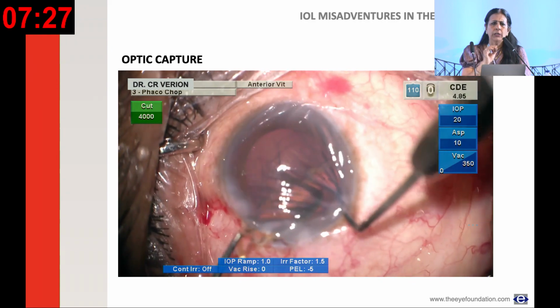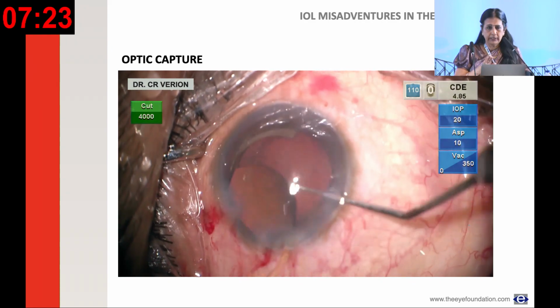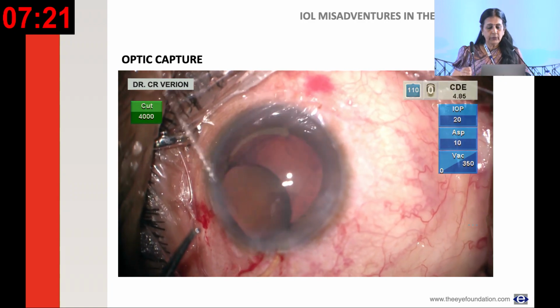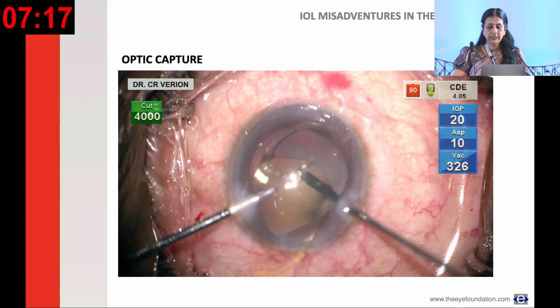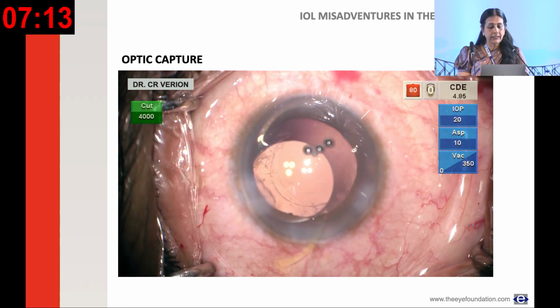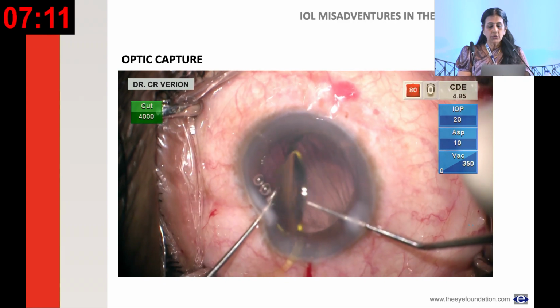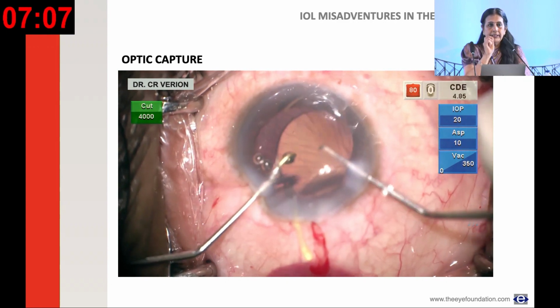We all know that we would not leave a single piece IOL in the sulcus, but here you can see that first I'm getting the haptics out. I do a good vitrectomy, which is so very important. And then I also realized that the lens has turned upside down, so I need to tilt it and position it. And once I have positioned it, I take a quad.